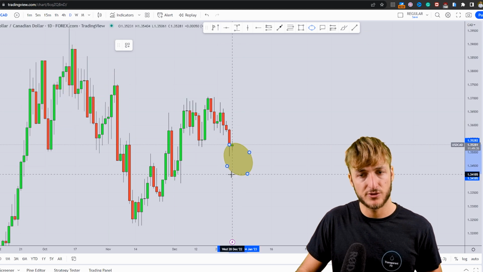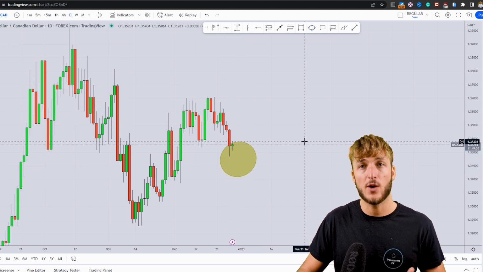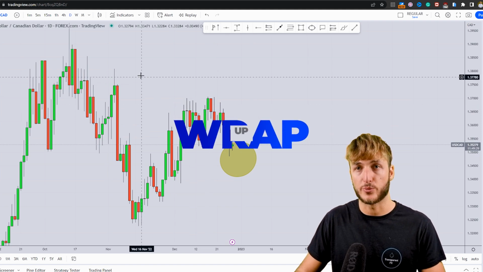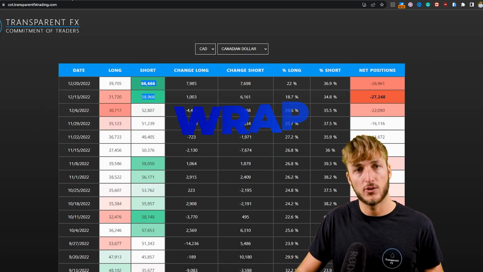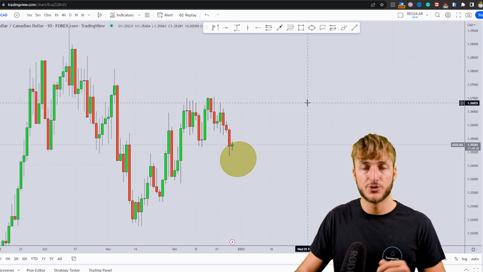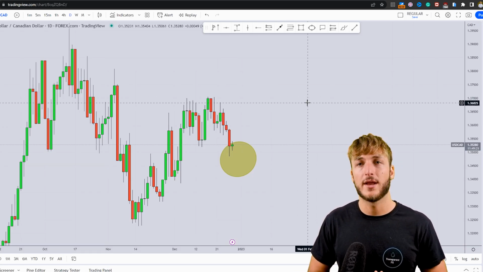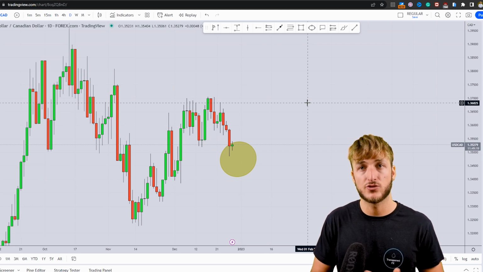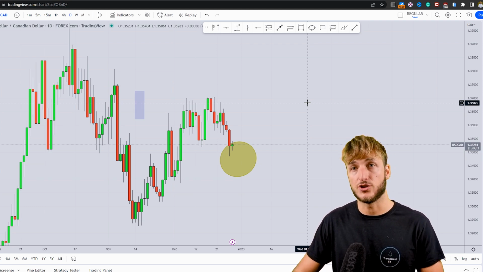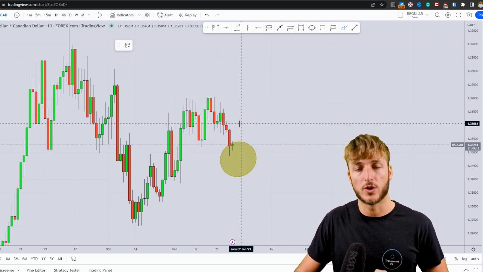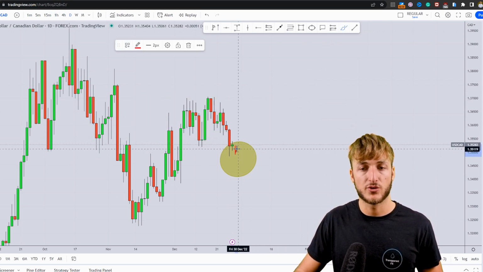Now, given that there is good probability for this move to the upside, how could we be approaching it? As usual, trading is reactive and not predictive. The monthly, weekly, and daily combined with the COT data, those are the best time frames from a directional perspective. However, when it comes to confirmations and entries, the best time frames are the intraday time frames, so 4 hour and lower.